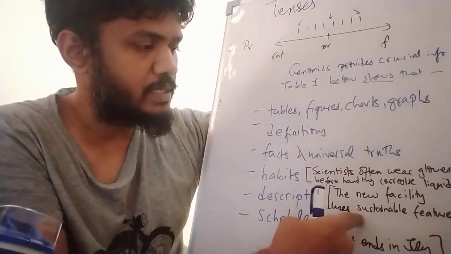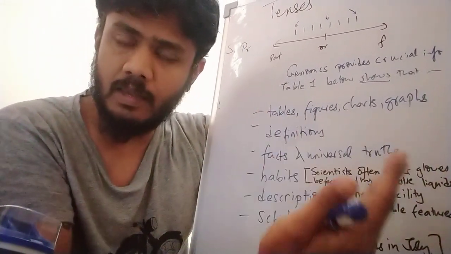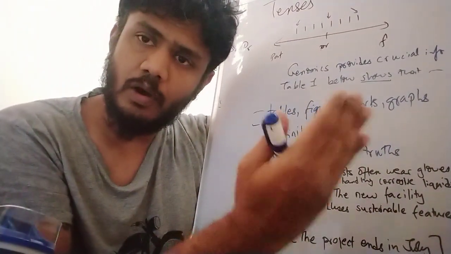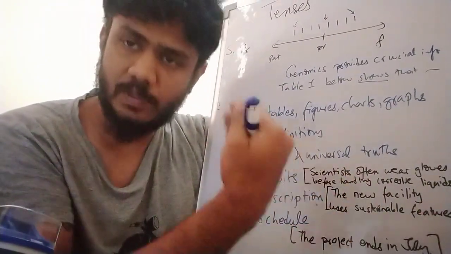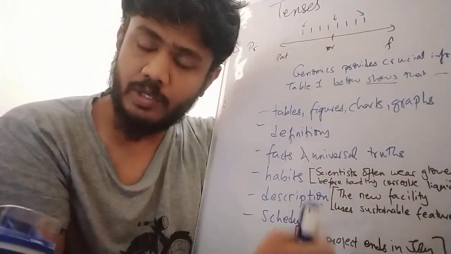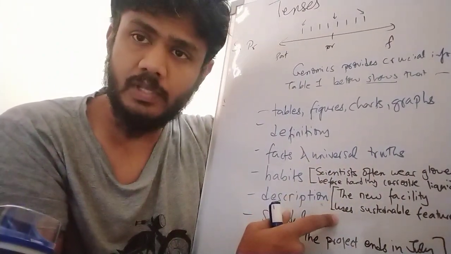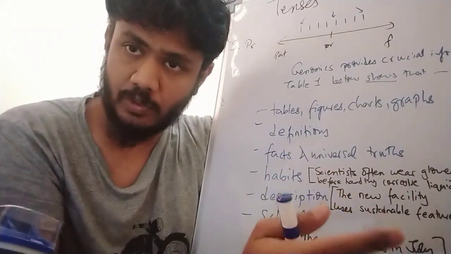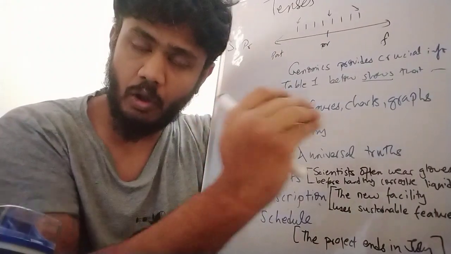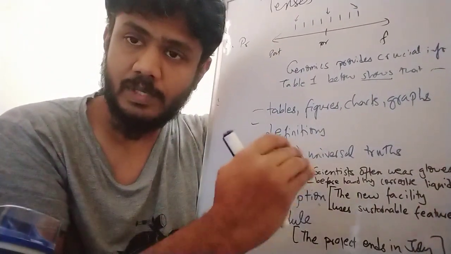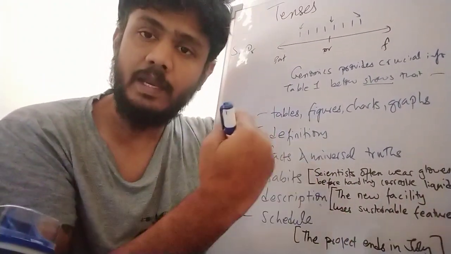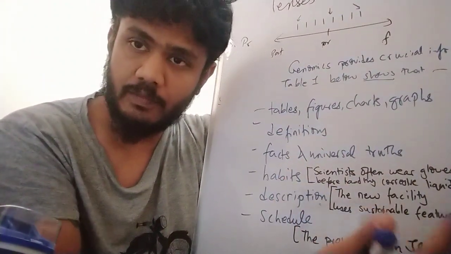Description. The new facility uses sustainable features. You're describing a new facility, and it's something that's going to be true for a long time. If it's using sustainable features, it's probably going to continue using sustainable features for a long duration of time. Now, this is one difference between the simple present and the present continuous. If you're referring to something which will be true for a long period of time, you would tend to use the simple present. Like, the new facility uses sustainable features. It indicates that it is going to be true for a long period of time.